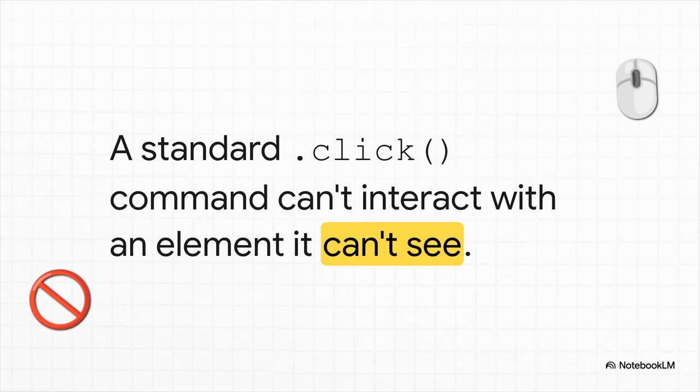A simple standard .click command is blind. It can't interact with an element it can't see. And if you think about today's web applications, so many critical parts, tooltips, right-click menus, drag and drop features, they're all hidden until the user does something. This is a huge roadblock for automation.